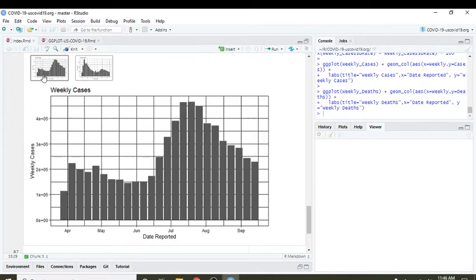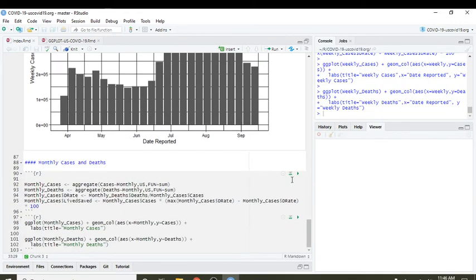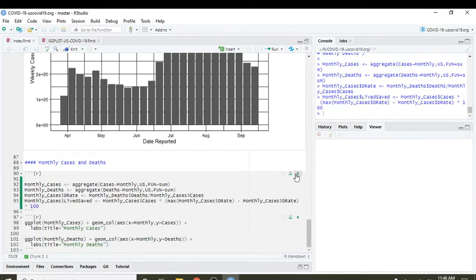Let's take a look at cases now. Cases, you can see 1, 2, 3, 4, 5, 6, 7. So if this can hold off and not finish below this number here, that'll be 8 straight weeks of declining cases on a weekly basis. Okay, monthly cases and deaths.